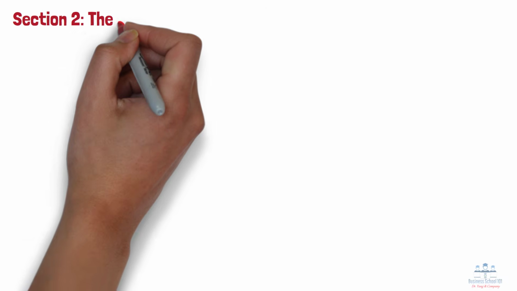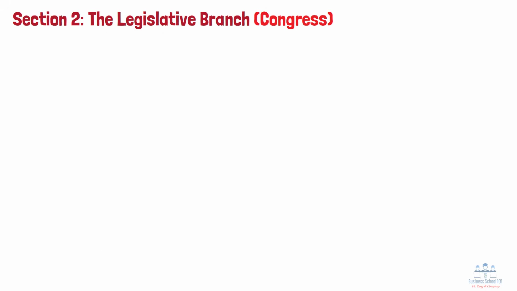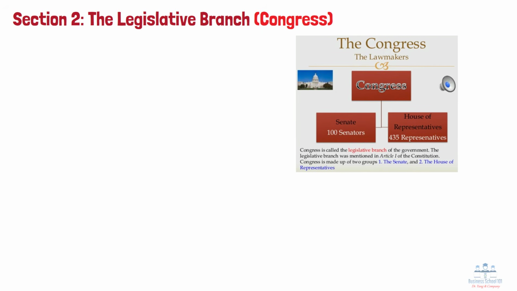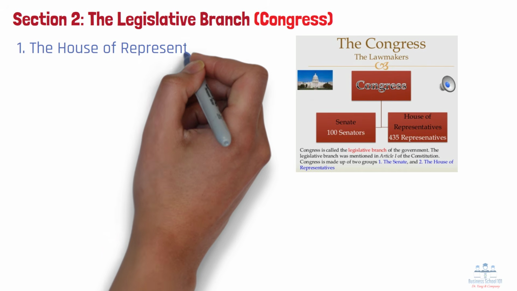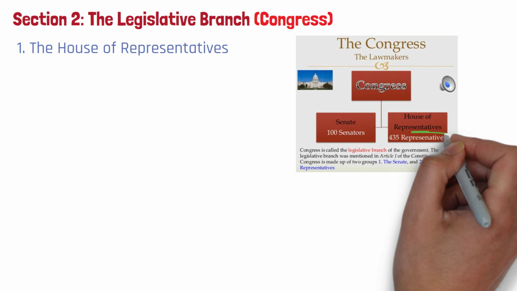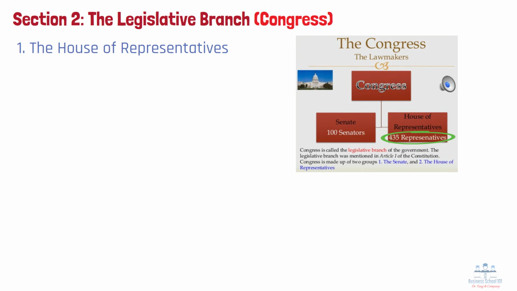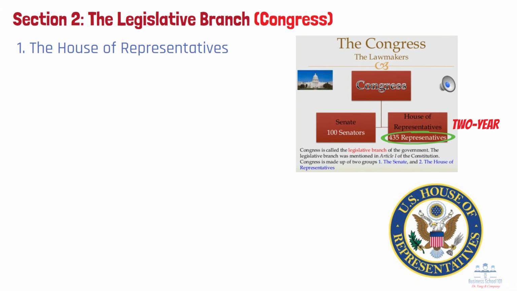Section 2, the Legislative Branch, Congress. The legislative branch is responsible for making laws and is composed of two bodies, the House of Representatives and the Senate, together known as Congress. Part 1. The House of Representatives. The House has 435 members, each representing a district based on population. Representatives serve two-year terms. The House is responsible for initiating spending bills and has the sole power to impeach federal officials.